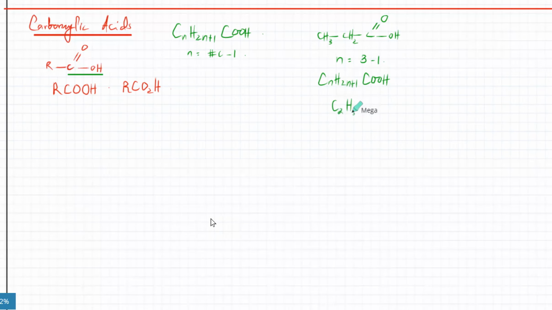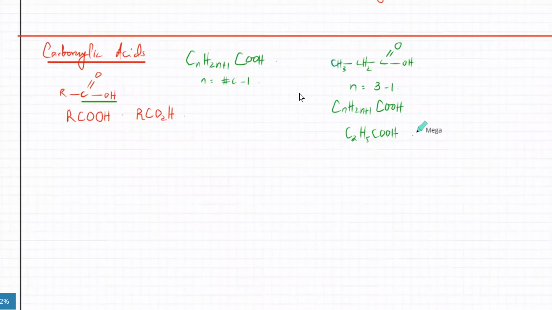And H is going to be 5, and then you're going to have COOH. So here, look: it's C2H5 on top, and then COOH. So remember, for the general formula of a carboxylic acid, the value of N is going to be taken as 1 less than the number of carbon atoms. So you have to take one number less. So that is carboxylic acid.